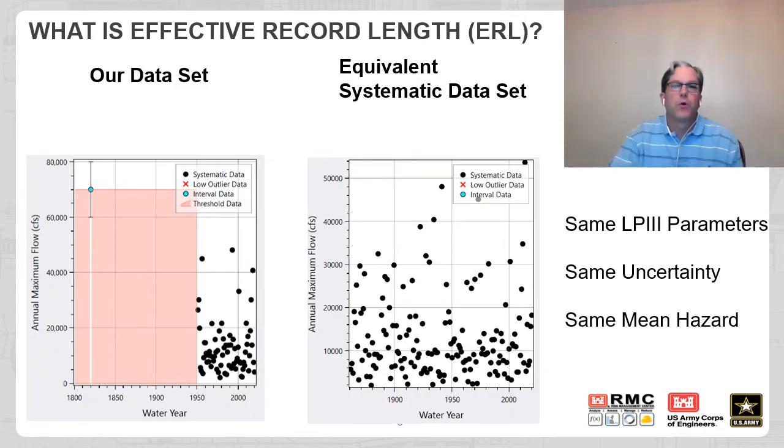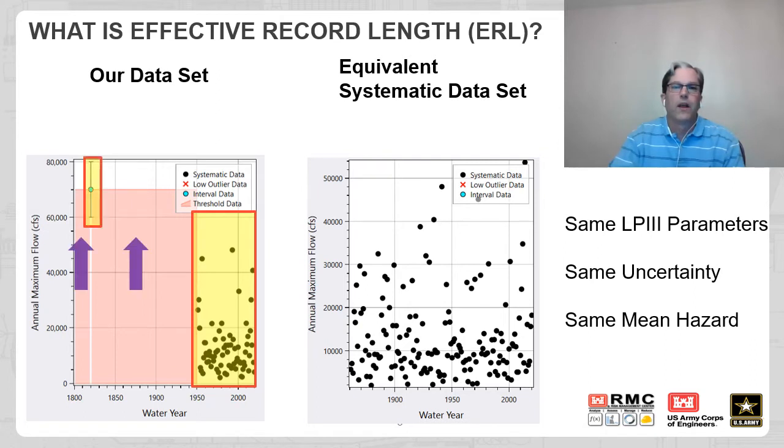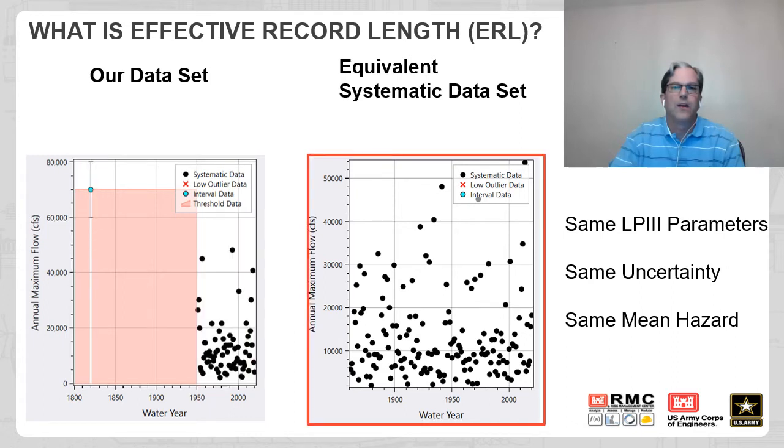Before we talk about a more technical definition of effective record length, let's start with a basic example. This slide shows two inflow records for a dam. On the left, we have a typical data set that you might see that includes some systematic data, some flow interval data for historic floods, and a perception threshold representing periods where there were unobserved flood events. On the right-hand side, we can see a data set that only consists of systematic data.